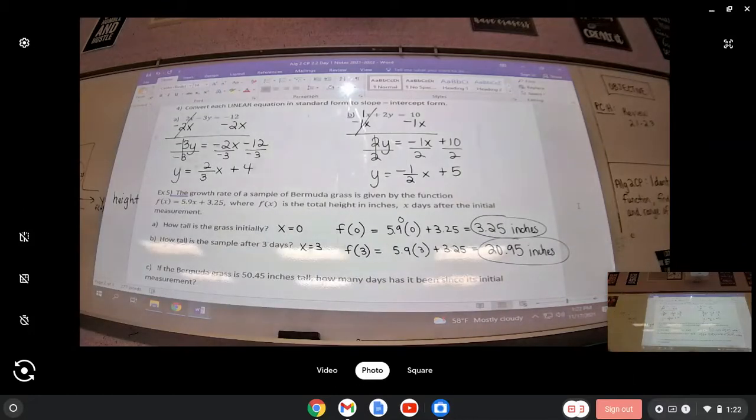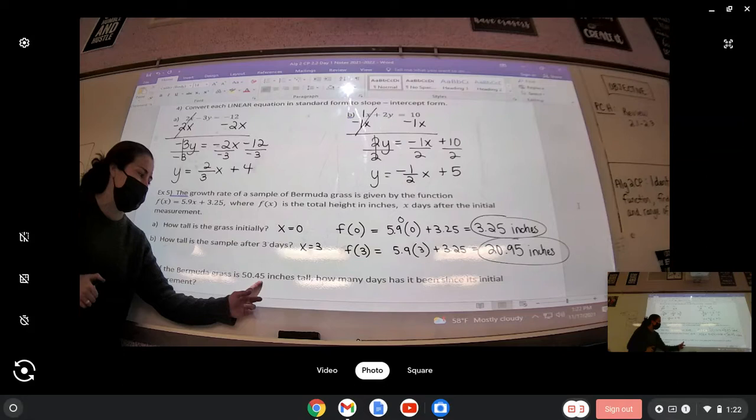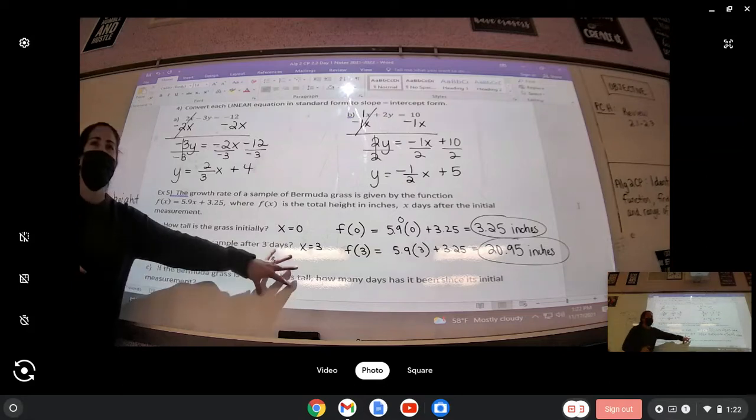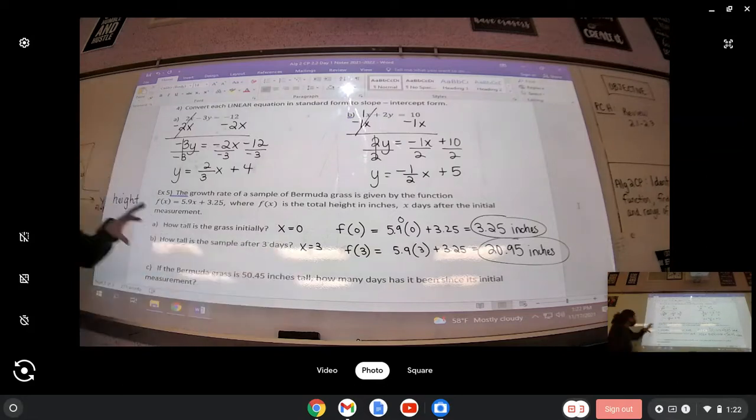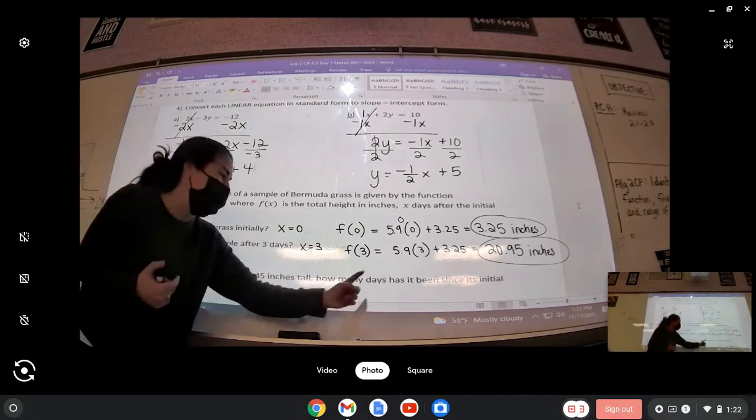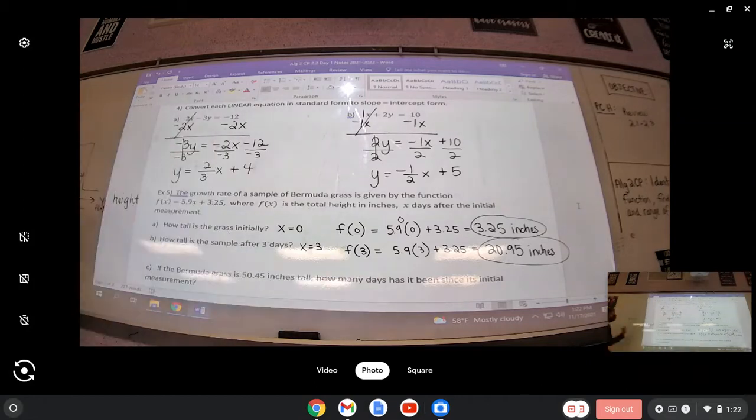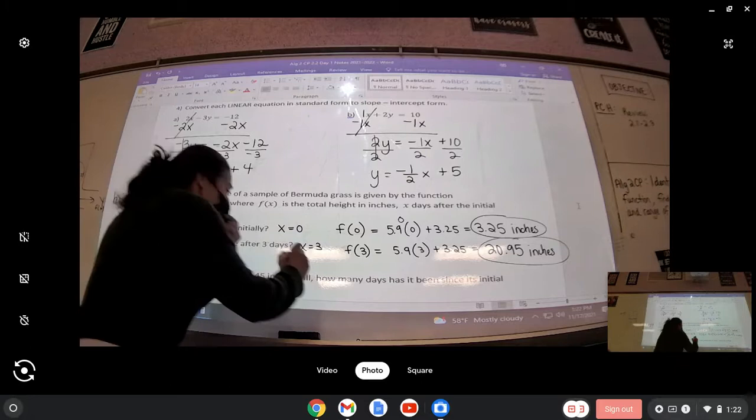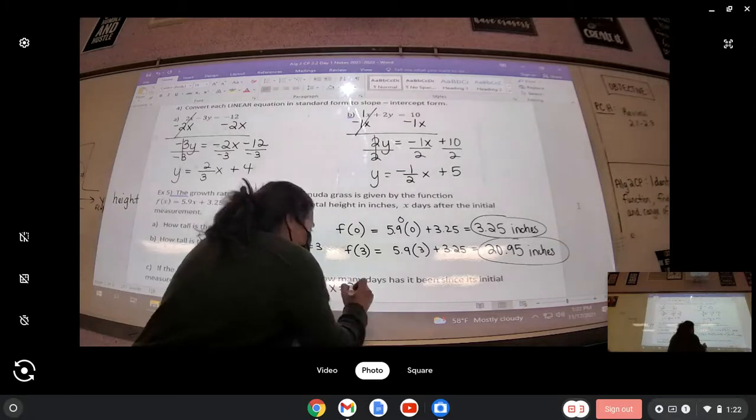All right, last one. Part C says, now let's wrap our head around this. If the Bermuda grass is 50.45 inches tall, how many days has it been since its initial measurement? Well, guys, 50.45 was given to you as the what? As the Y, the height. You know the height. You know the output. They asked you to find out how many days. And who was days? X.